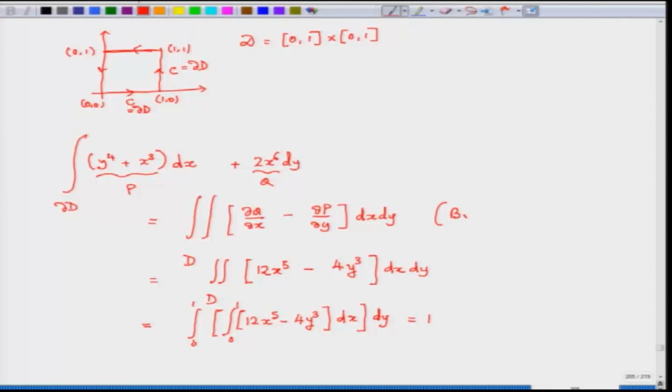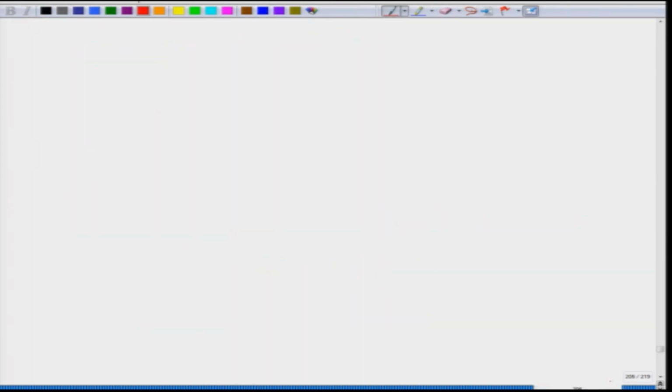But just by applying Green's theorem here, you have solved the thing in one shot, and that is the applicability. A very interesting application of Green's theorem is the area.